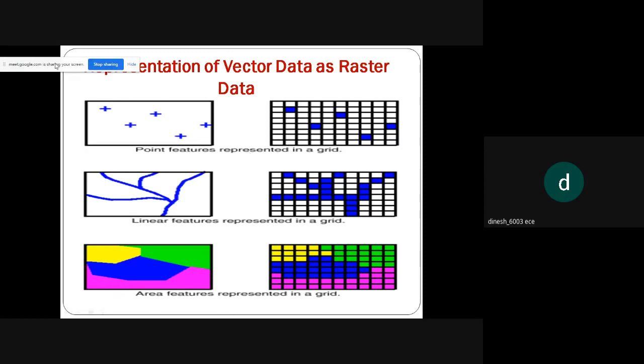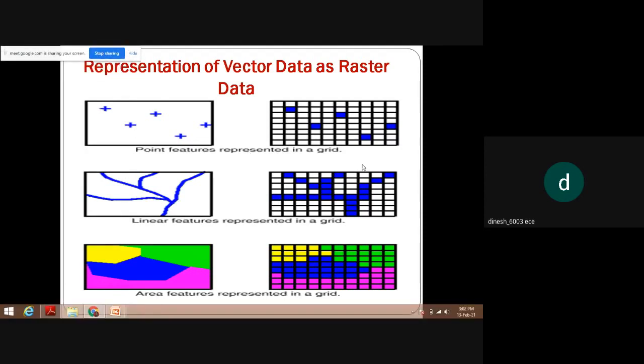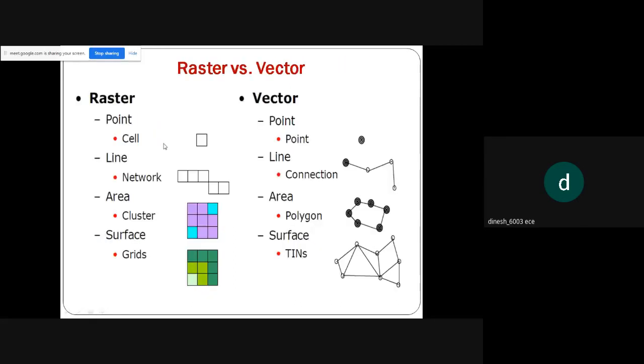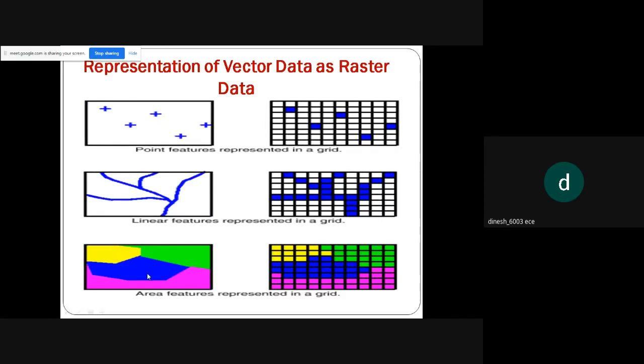Next is representation of vector data and raster data. You can see that the same location can be done in point features. So these are point features represented in the grid. You can see this in the grid. Line features represented in a grid. So this is your vector data. This is your raster data. Linear features represented in a grid will be like this, and area features represented in a grid will be like this.